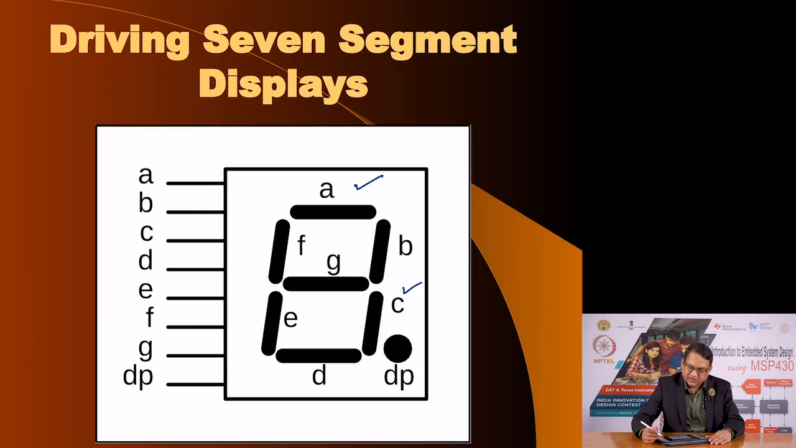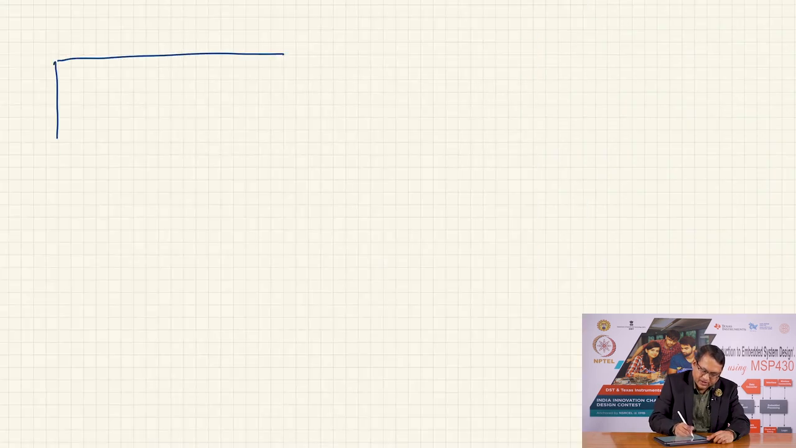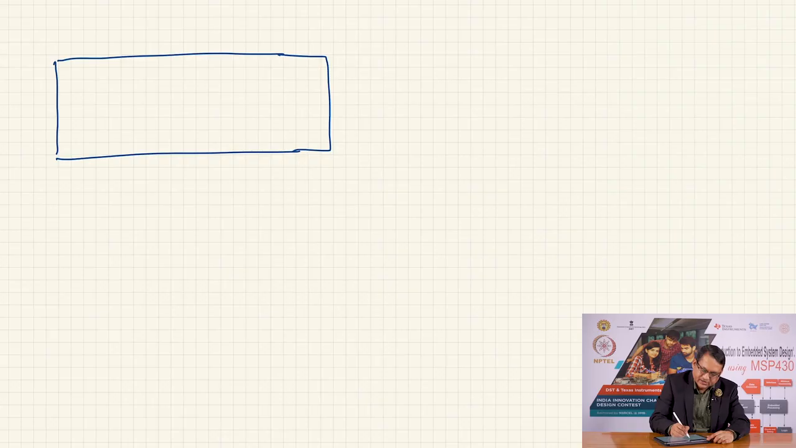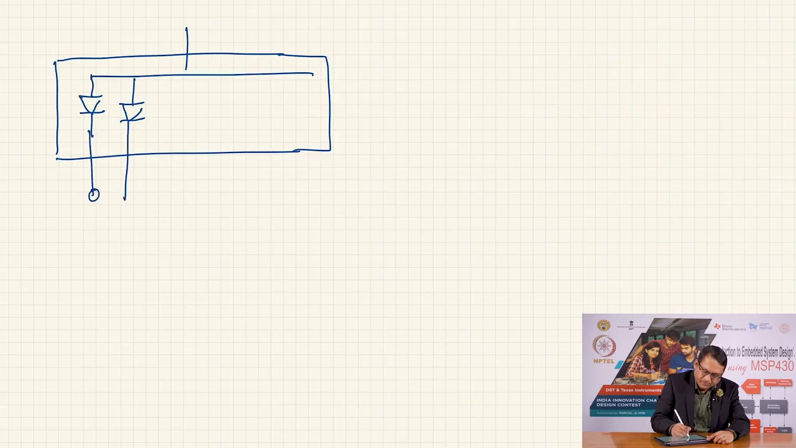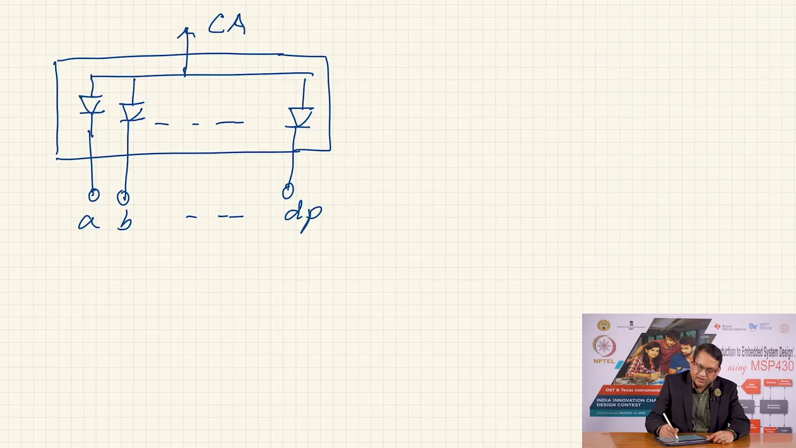Now, these 7 segment displays come in 2 varieties. One is called common anode, which means this display internally will have 8 LEDs, and the anodes will be connected together. So, you would have 8 LEDs, and this terminal will be called common anode, and you would have A, B, so on and so forth up to DP, and the other, so this is common anode.